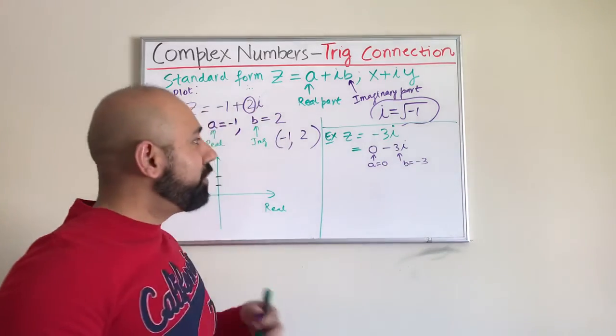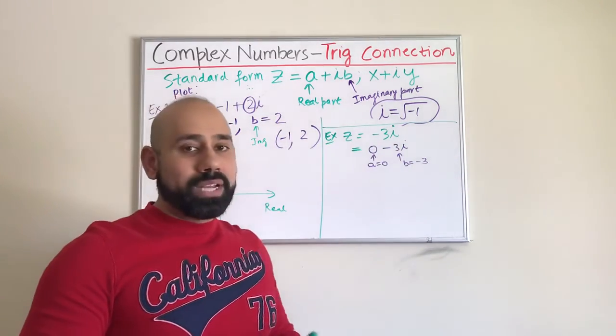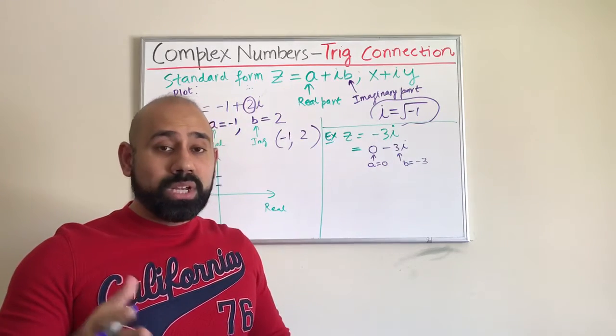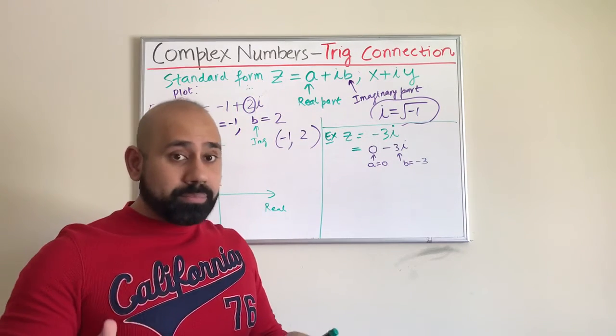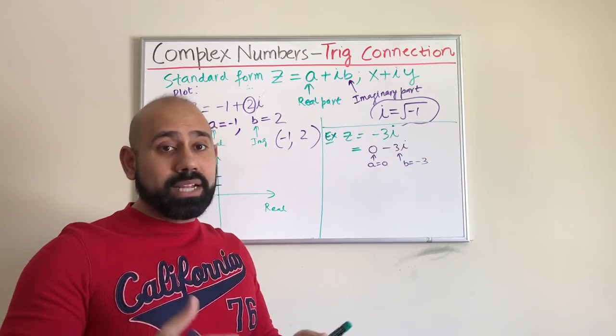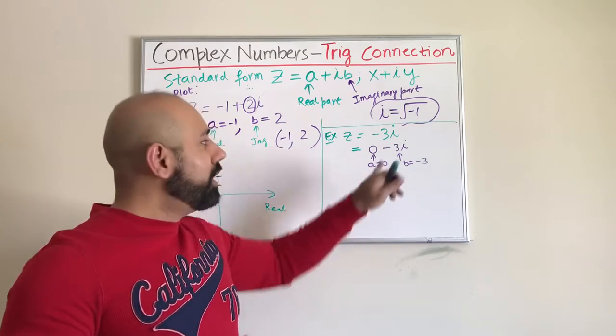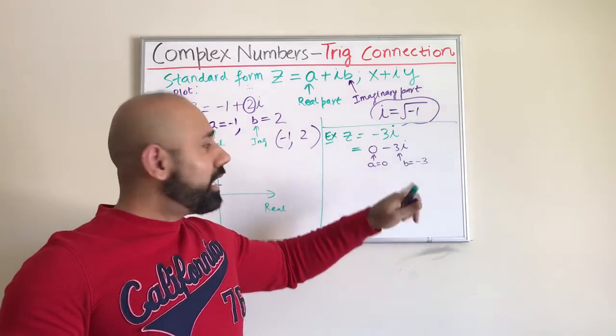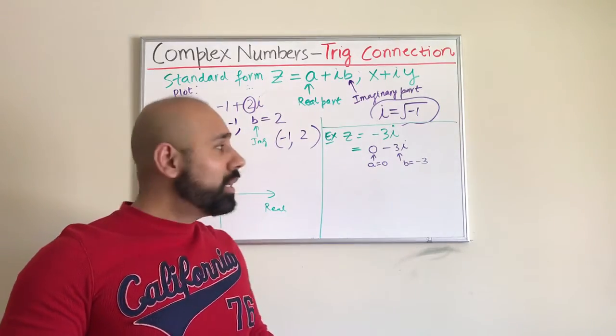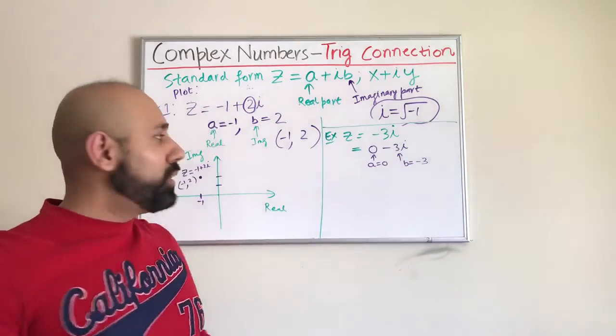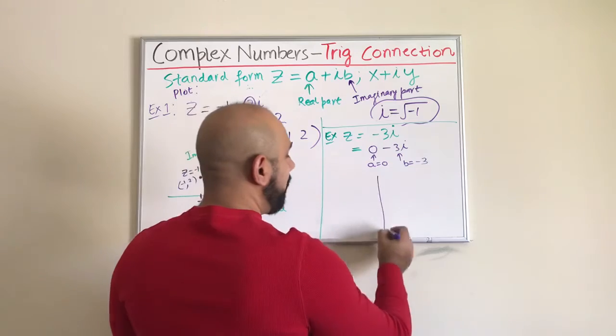So if you have a pure imaginary quantity, we cannot just simply say that there is no real part of this complex number. Guys, 0 is a valid number, so we have to rewrite this as 0 minus 3i, and then we can see that the real part is 0, and obviously the imaginary part is -3. Now let us go ahead and actually plot this complex number.